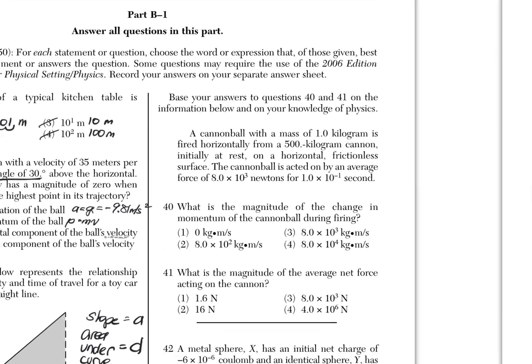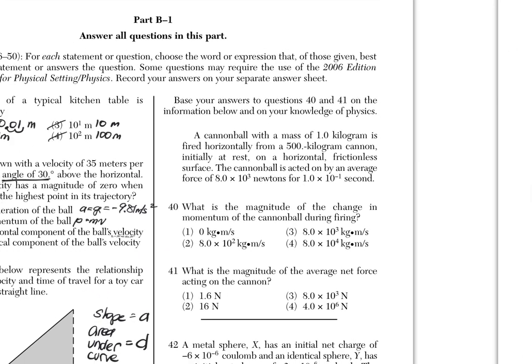We have 40 and 41 based on this cannonball. 1 kilogram fired horizontally from 500 kilogram cannon, initially at rest. Horizontal friction on the surface. Cannonball acted on by an average force of 8,000 newtons for 1 times 10 to the negative 1 seconds. What's the change in momentum?